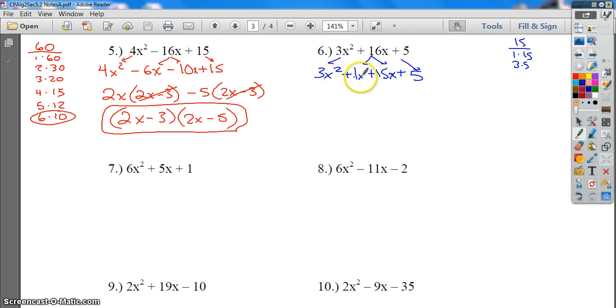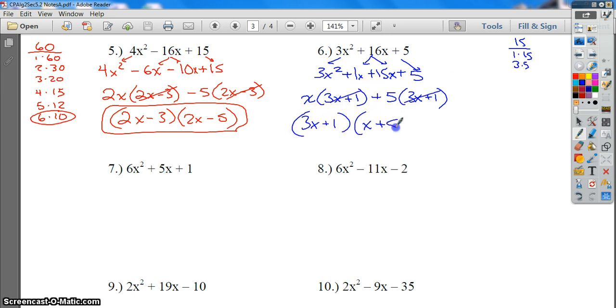So my GCF out of these two is 1x. So that leaves me with 3x plus 1. GCF out of here looks like 5. So I'm looking at 3x plus 1 again. So that should make you happy because, again, remember, these need to match up, and they do. And then that'll leave me with an x plus 5. This here's a 5, ladies and gents.